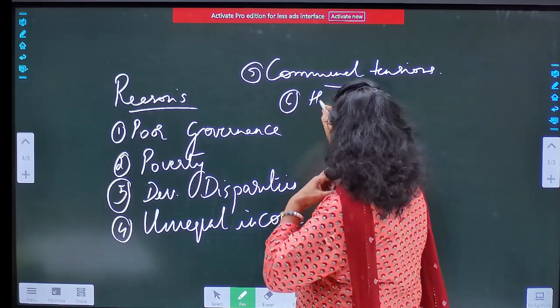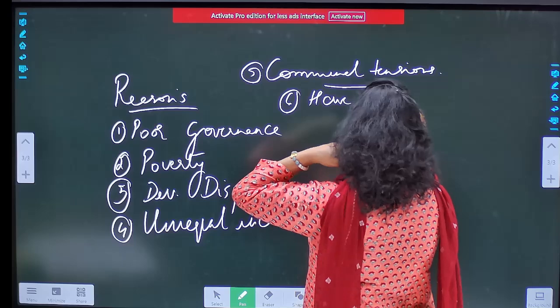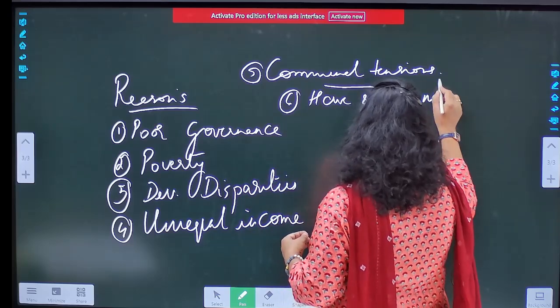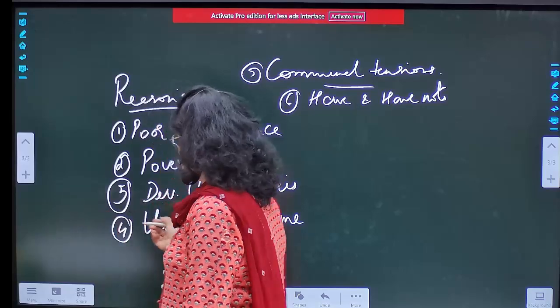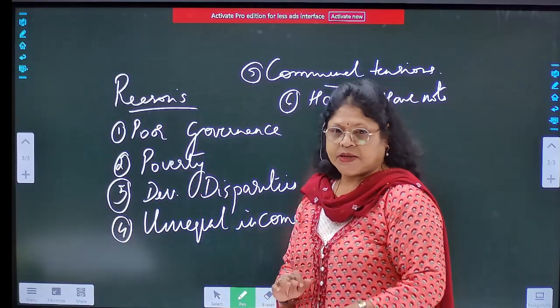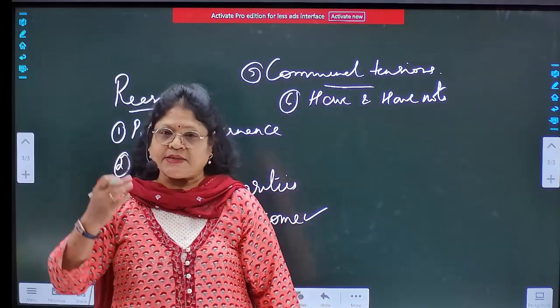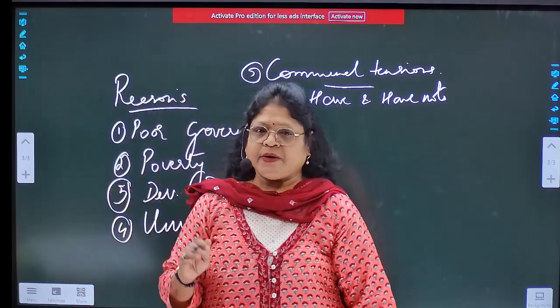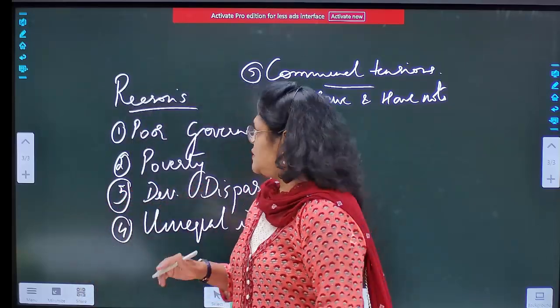So you have the haves and the have-nots. This again is a corollary to your unequal income distribution. Some people have, some people do not have. So it has to be that everybody has, and there will not be any have-nots within the society.